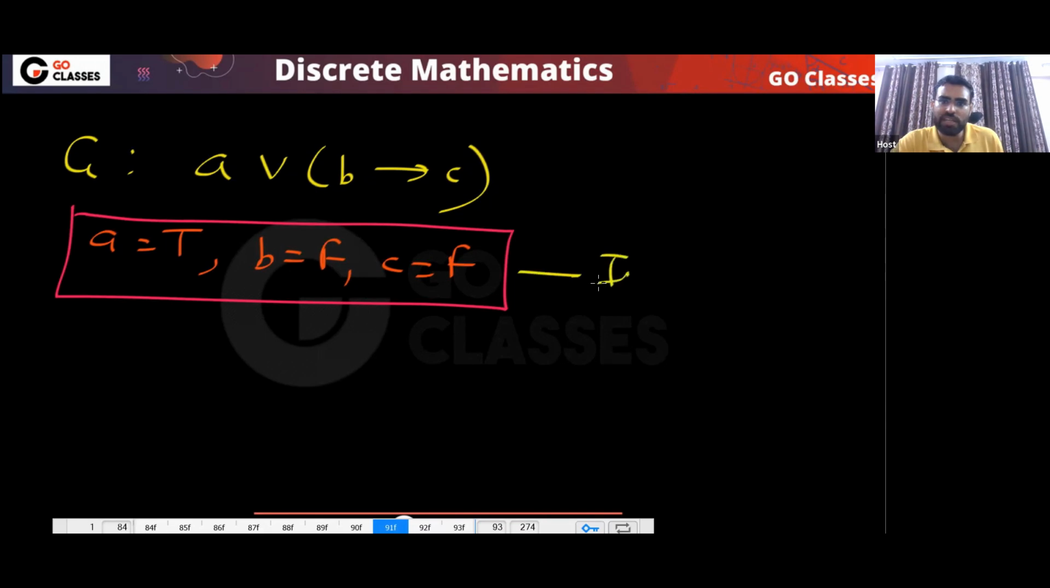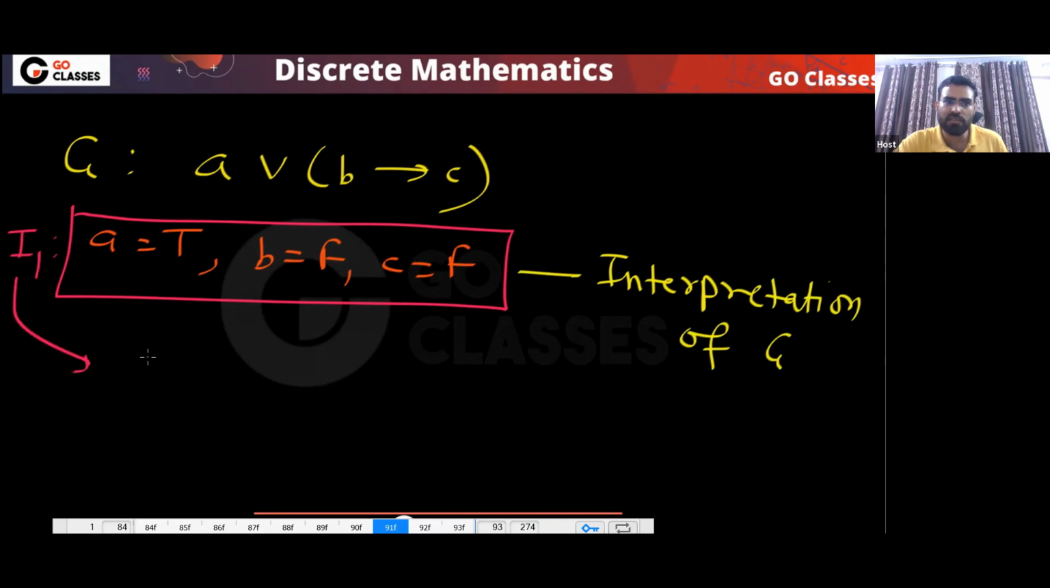So this is called an interpretation of G. Now you can notice in this interpretation, let me call it I1, what will be the value of G? That will be true, right? Yes or no? I can say in this interpretation I1, the value of G will be true. Agree? This is a very simple point.